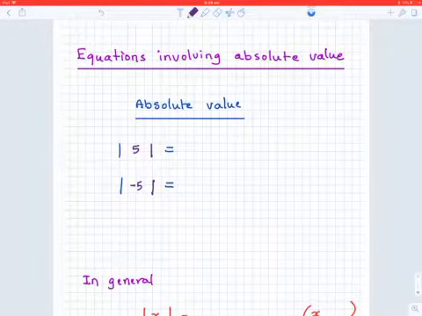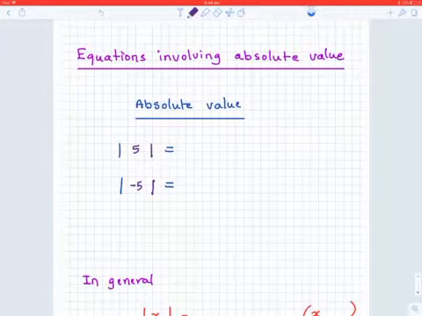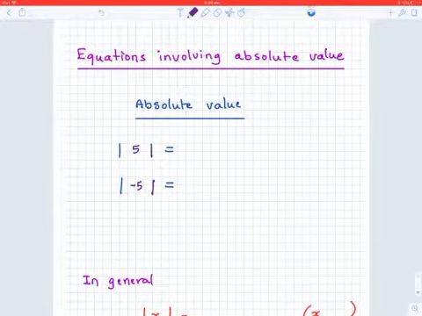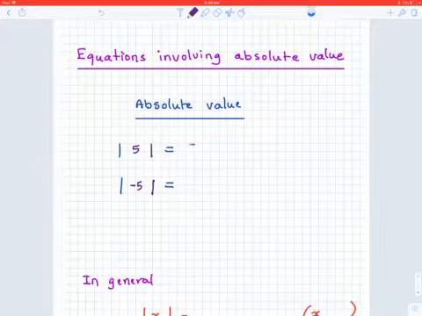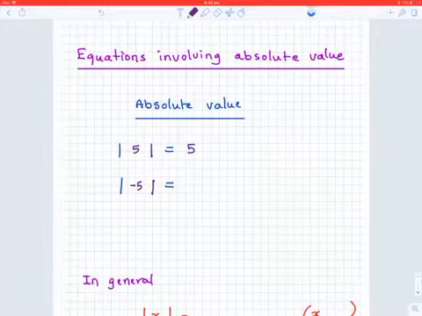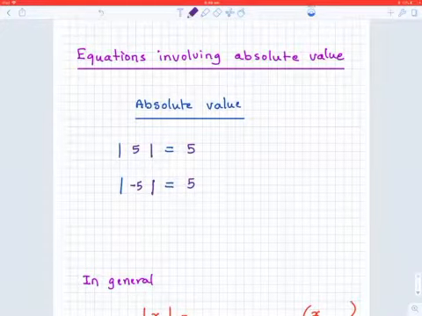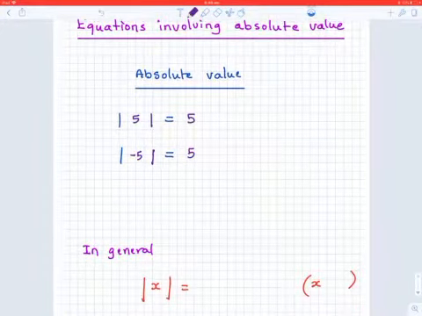First, let us see what an absolute value is. We start with a simple numerical example. These 2 lines on both sides of 5 stand for absolute value. We can read this as absolute value of 5 or modulus 5. Absolute value means we take only the value, not the sign. So the absolute value of 5 is 5.